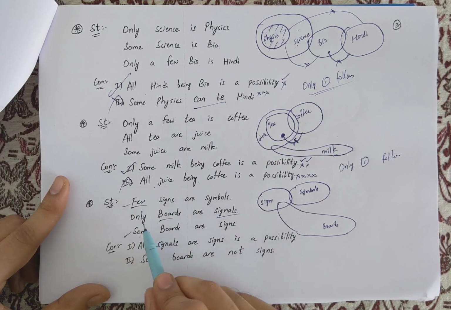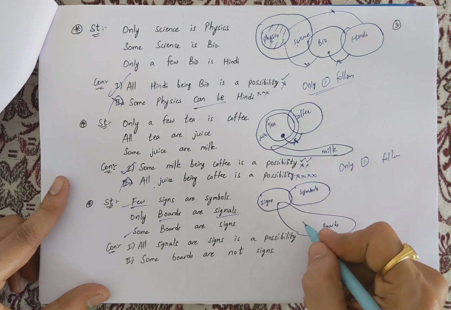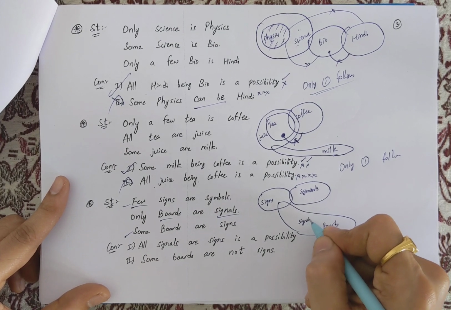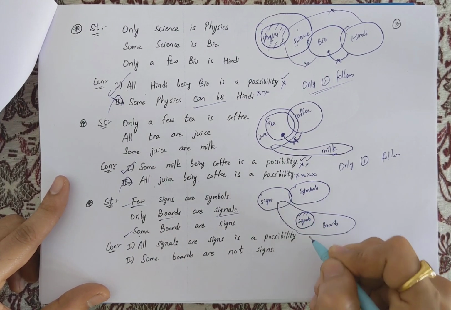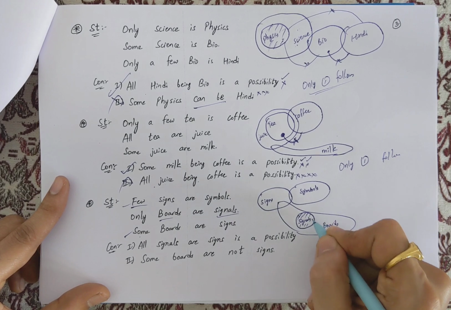This is done. Now let us see the second statement. Only boards are signals, which is nothing but saying only boards have authority over signals. Okay.